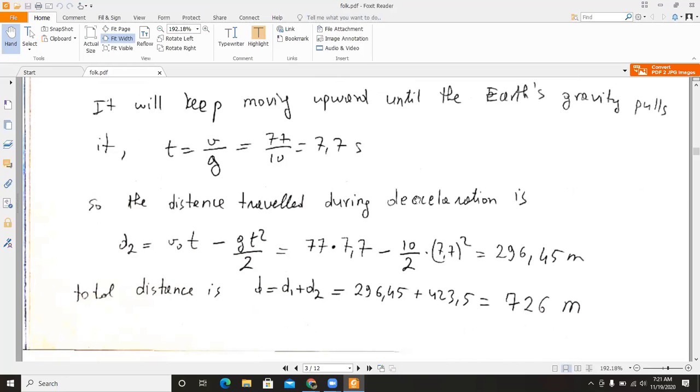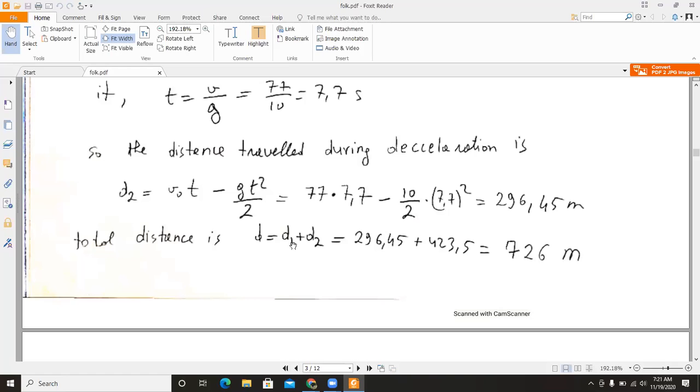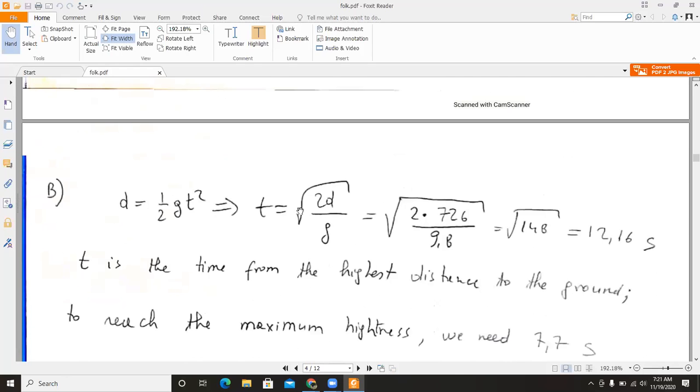During the acceleration now, when the engine is off, 0T minus GT squared divided by 2, you know everything here, right? Because this is 7.7, 7.7, and this should be 296 meters. What is the total distance? D1 is the distance until the engine stops working, plus D2, the distance from when the engine stops working until the rocket itself reaches the highest point. You sum them together, you get 726 meters. Right? It's a bit complicated, but if you think carefully and read it carefully, you will understand what I really mean.